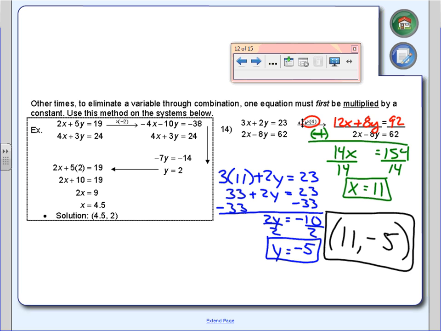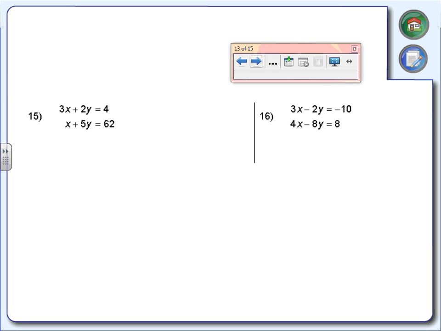So I had to add one little extra step, and that was to multiply the first equation by 4. That way the y's would eliminate. So you may have to add that extra step. All right, let's go to the next one here. We've got two more examples that we're going to look at, starting with number 15 here.